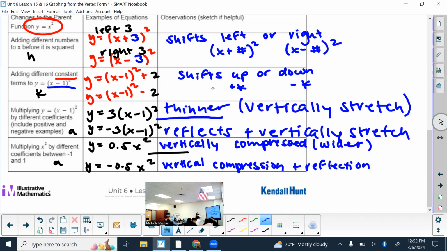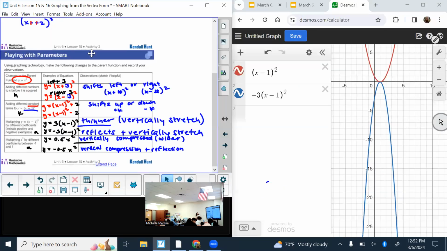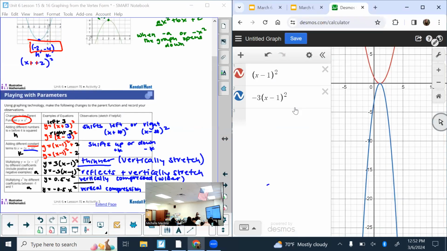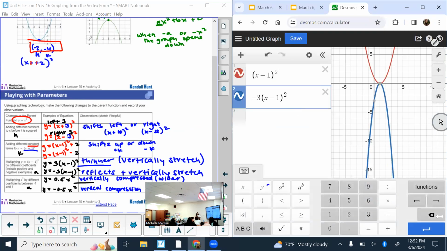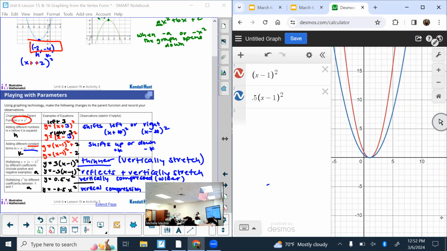All right, so yeah, that's the gist. That's how A changes the equation. That's why you can still sometimes see it in your vertex form. All right, so there's that. It's wider, it's reflected. If I take away the negative, it's the same direction opening, but it's still wider. All right. Questions on that?